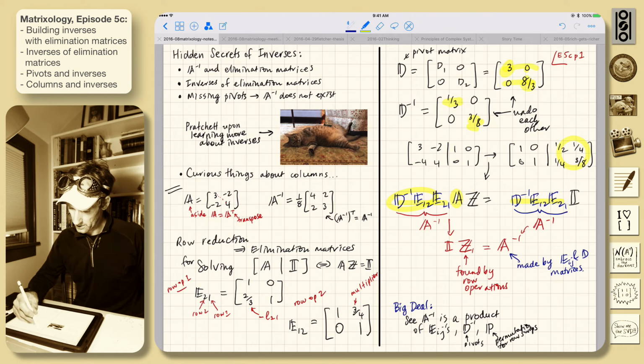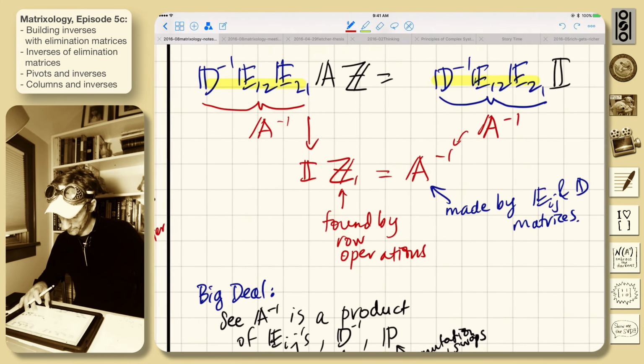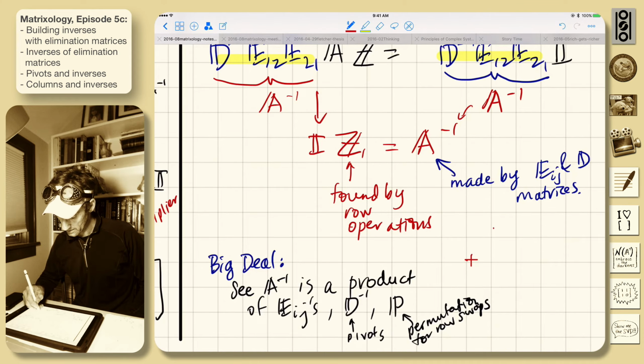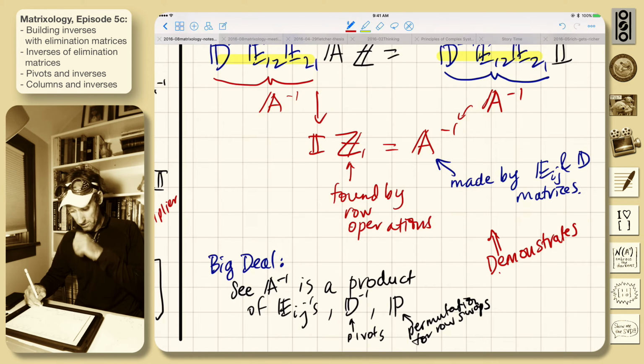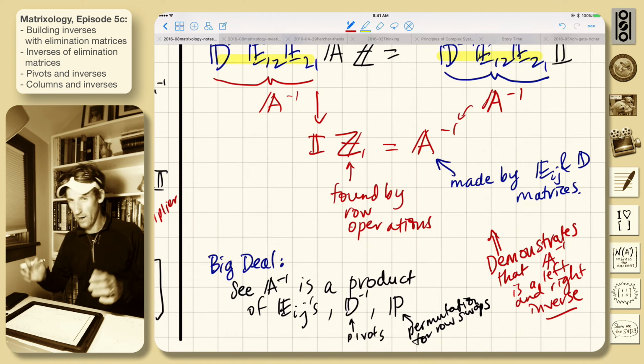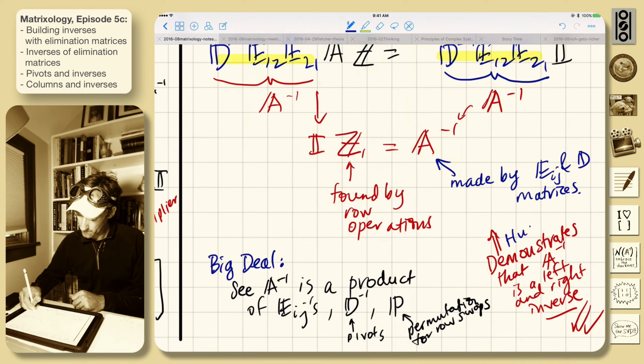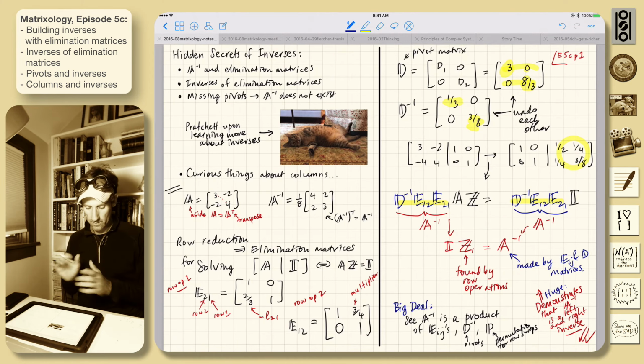Okay, so let me sort of annotate here. I want to add here plus this. This is a proof, or demonstrates, I should say, that the method we're using gives A to the minus 1 as a left and right inverse. It's a proper inverse. So our procedure, as determined by row operations, is a big deal. That's good. Huge. Huge. I think that's what I need to show you there.